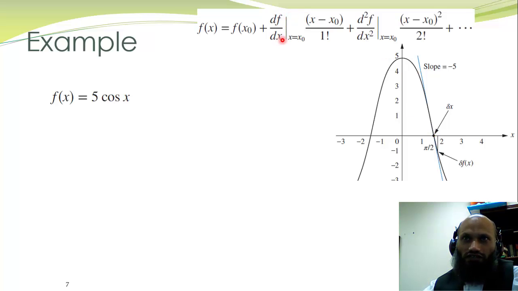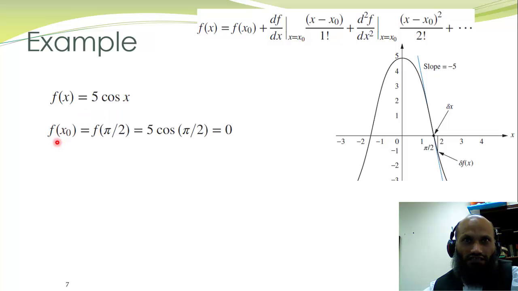We have already talked about Taylor series, so let's apply that. f of x naught for this function, the function evaluated at the operating point, cosine of pi by 2, is equal to 0.